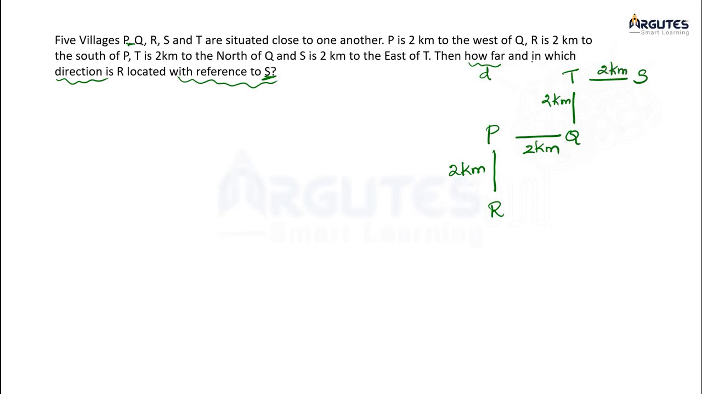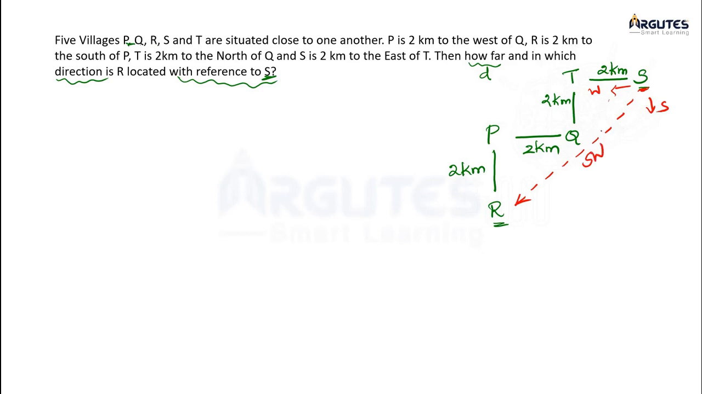Now, how far and in which direction is R located with respect to S? So how will I find? I need to find this distance, and what is this direction with respect to S. From S, what is the distance of R and what is the direction of R? So in simple words, this is west and this is south. So it is in between west and south, right? R is between west and south of S. So your answer is southwest.